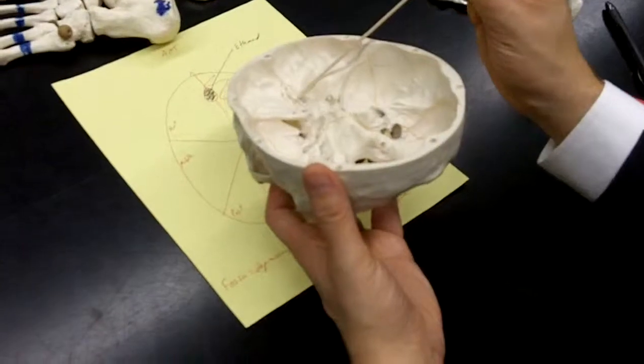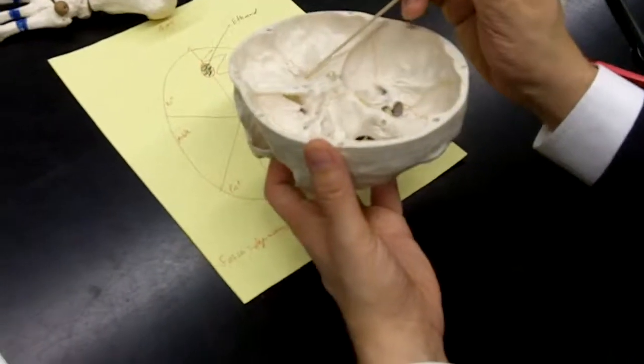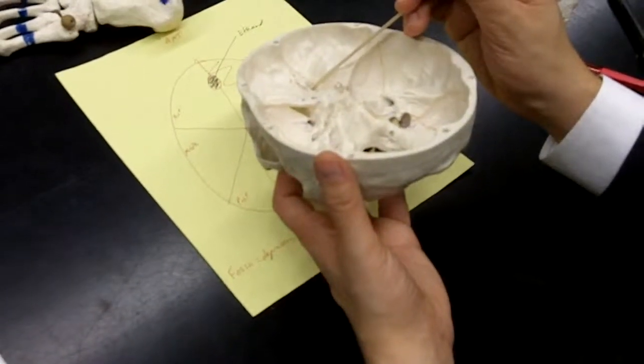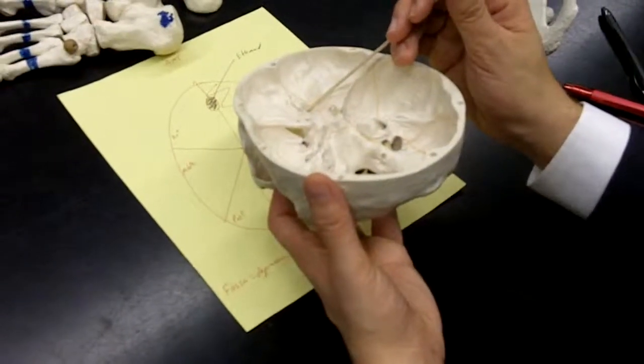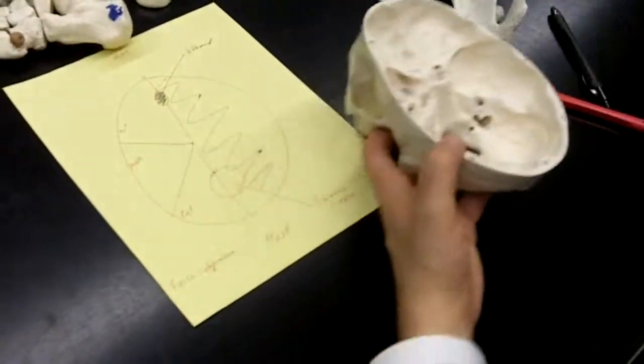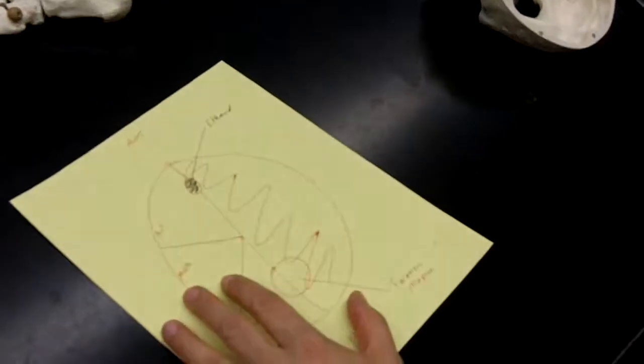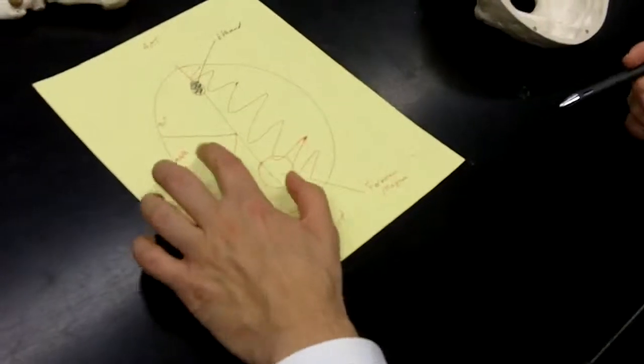What do we call this elevation? Crista galli. What do we call the depression on either side of the crista galli? Cribriform plate. What's the elevation? Crista galli. Okay, good. Now, we're going to now go into the middle cranial fossa.